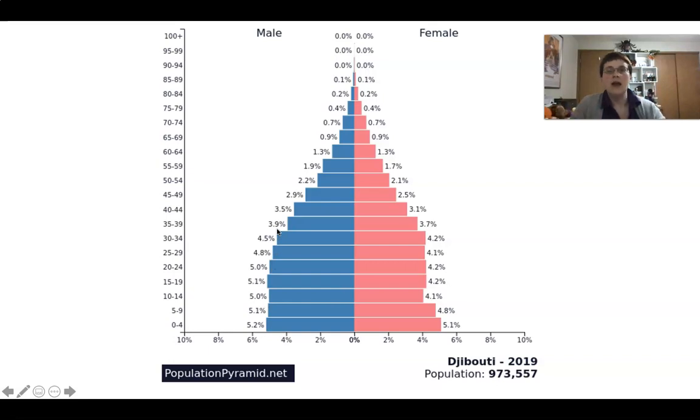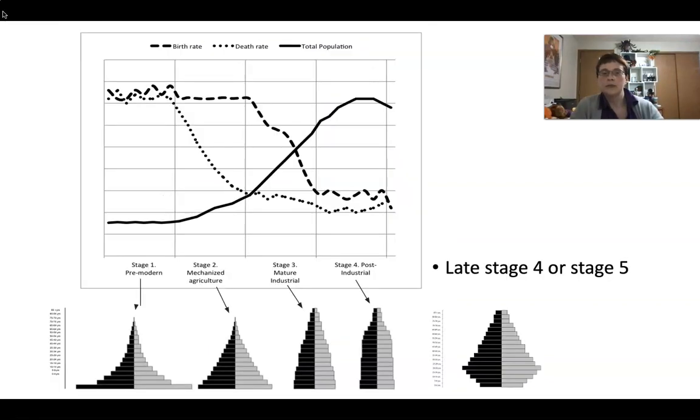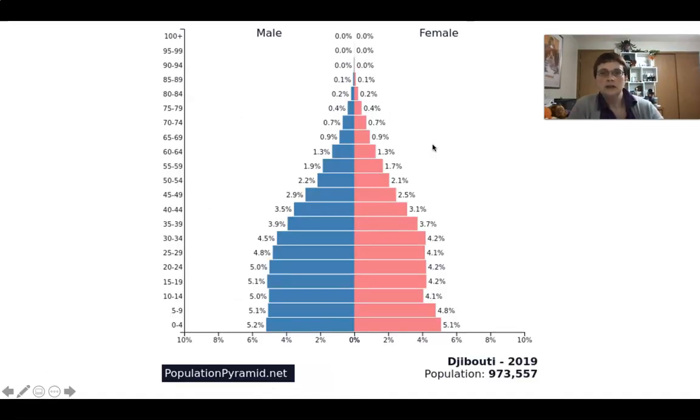so 15 up to about 40-ish, we've got almost straight sides. And that, if we go back, is more in between a 3 and a 4. All right, it's closer almost to a 4 because 4 has almost a skyscraper shape, almost completely flat sides. And so this country is heading towards a 4.